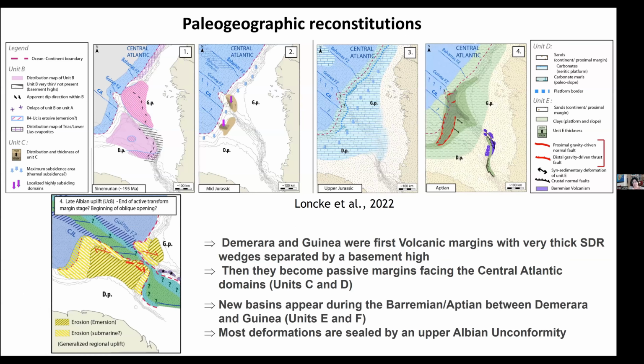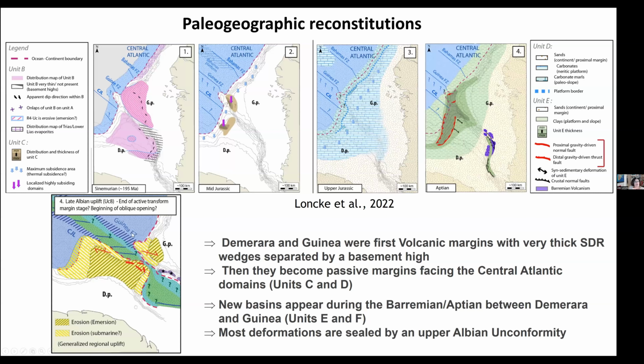And in a second step, those plateaus were reworked by the transform-dominated opening of the equatorial Atlantic, which is recorded by unit E, which is thickening here in the future transform and here in the future rifted equatorial system. And in a last step, those two plateaus are eroded by the upper Albian unconformity.